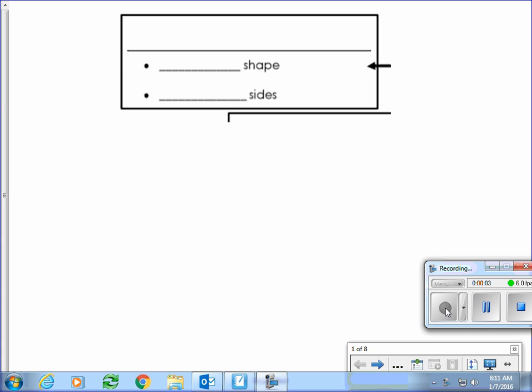Polygons and quadrilaterals fit in different categories based on their characteristics. So the most general category is polygon. This goes at the top of your paper. And it is a closed shape with straight lines.